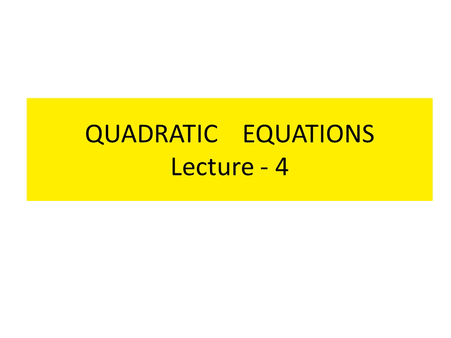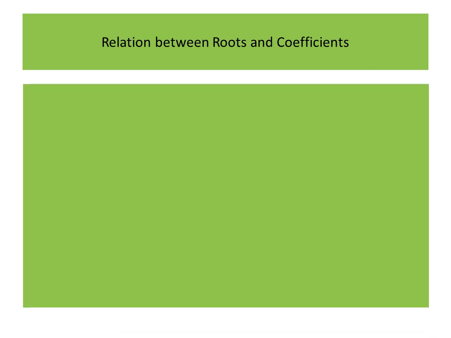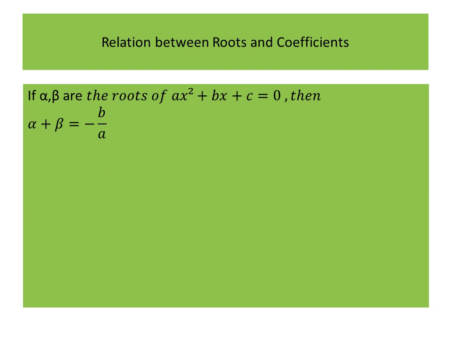Now talking about the next topic, that is the relation between roots and coefficients. What do we mean by that? If alpha and beta are the roots of ax square plus bx plus c is equal to 0, then alpha plus beta is equal to minus b by a. That means the sum of the roots will be equal to minus b by a, and alpha beta will be equal to c by a.